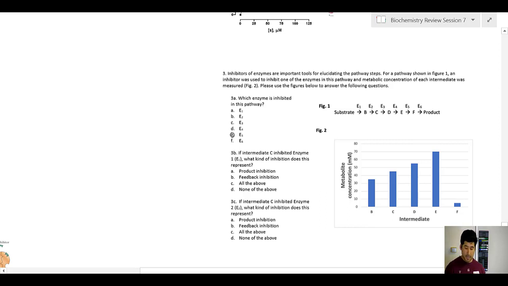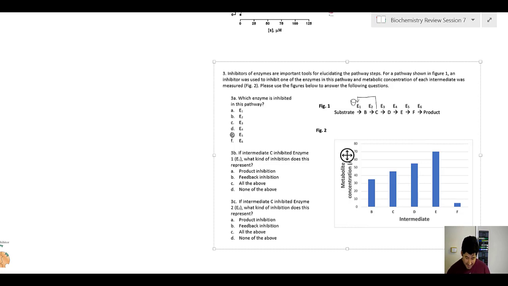So if you're given one of these graphs and you're given a little metabolic pathway, do you guys feel confident that you're able to answer something like this? Yes. Okay. 3B, if intermediate C inhibited enzyme number 1, so let's say C is inhibiting enzyme number 1. So what type of sign should I put next to this? Plus or minus? Minus. So whenever you see a minus, what is that doing? What is that substrate doing to that enzyme? If you see a minus sign, that's inhibition.